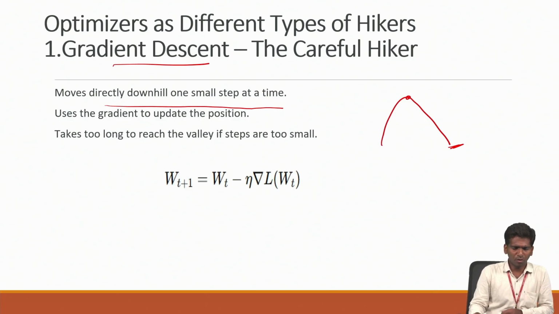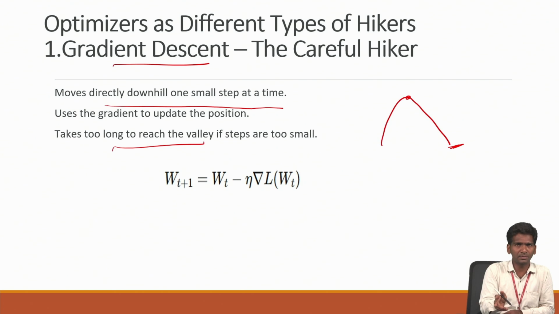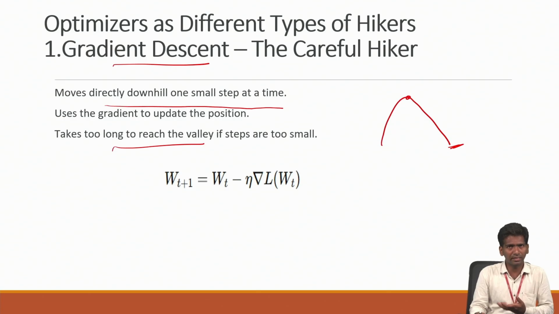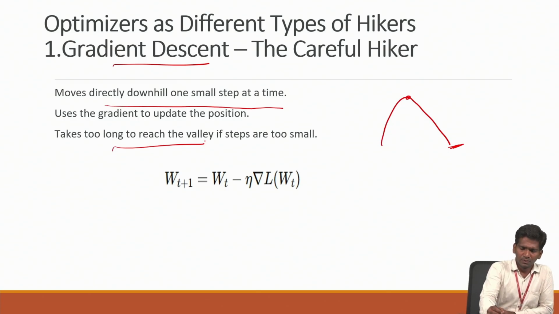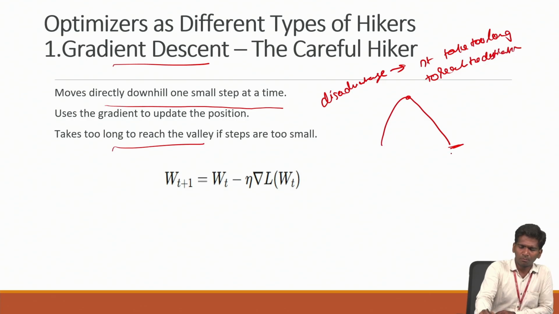So there is a drawback also of this technique. It takes too long to reach. If you take single steps, it will take too much time to reach, right? So instead of that, I can jog, or instead of that, I can run in order to reach fast. Okay, so the disadvantage is it takes too long to reach the destination from hill to bottom.